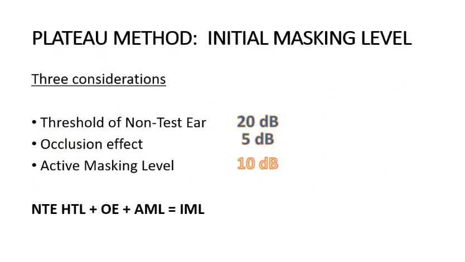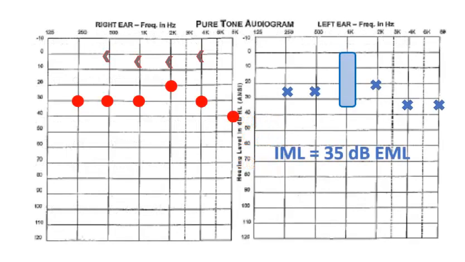Now we'll add the active masking level into the situation. As mentioned previously, that's 10 dB. We now have our IML determined for the plateau method, which is 35 dB of narrowband noise. We can now begin masked threshold testing. We'd then establish our first masked threshold of bone conduction from the right ear. After that was measured, we'd move on to the plateauing part of the process.